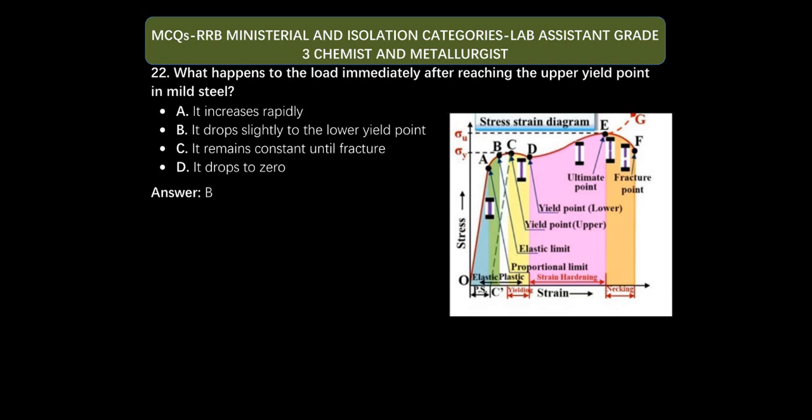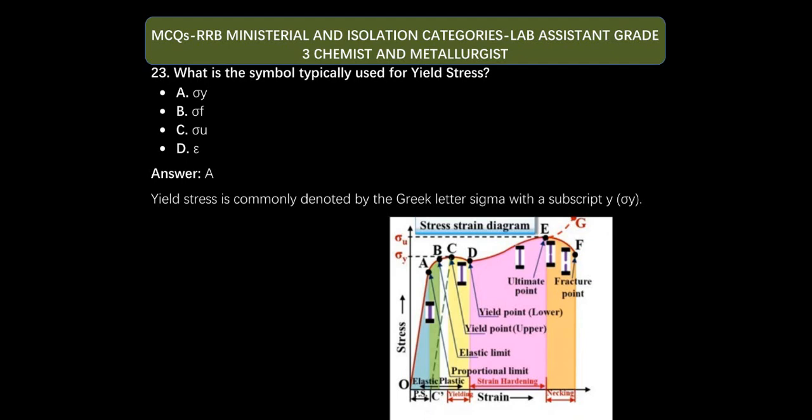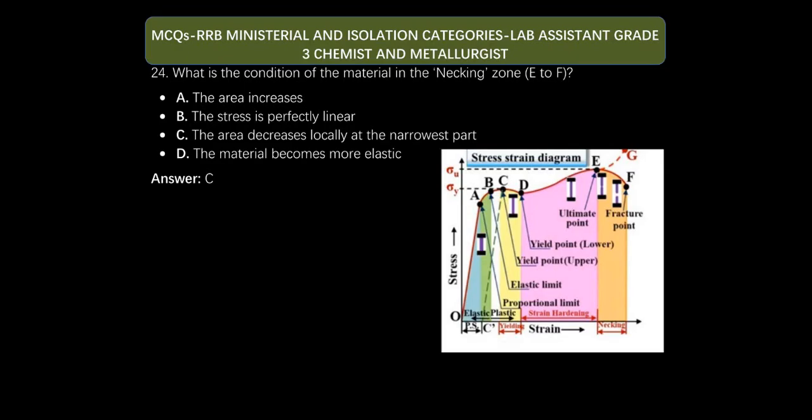What happens to the load immediately after reaching the upper yield point in mild steel? Option B, it drops slightly to the lower yield point. What is the symbol typically used for yield stress? Option A, yield stress is commonly denoted by the Greek letter sigma with a subscript y. What is the condition of the material in the necking zone E to F? Option C, the area decreases locally at the narrowest part.